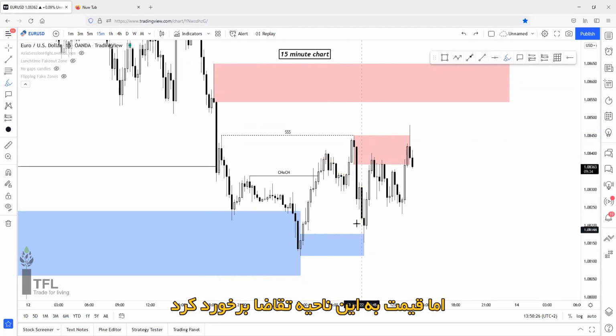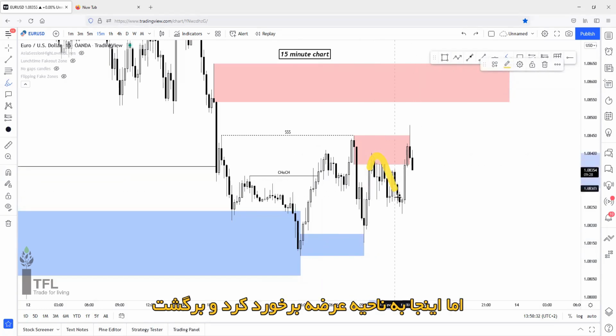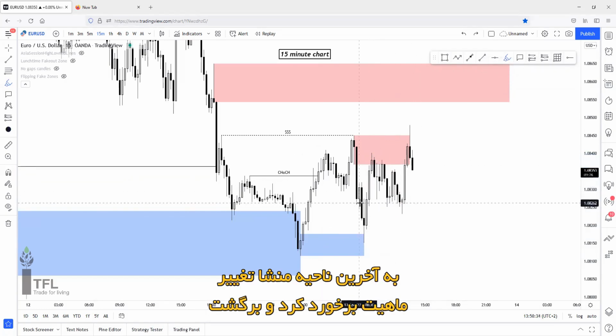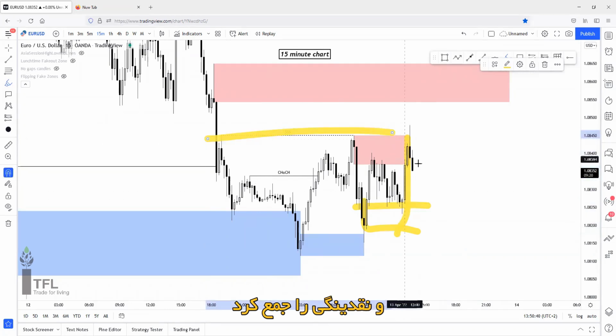but price has stepped into this demand zone, and after a tap of this demand zone, it changed character again to the upside right here. But it tapped into a supply zone right here, reversed, tapped into the last character changing demand zone down here, reversed on that character changing demand zone, swept the liquidity, and reversed again.